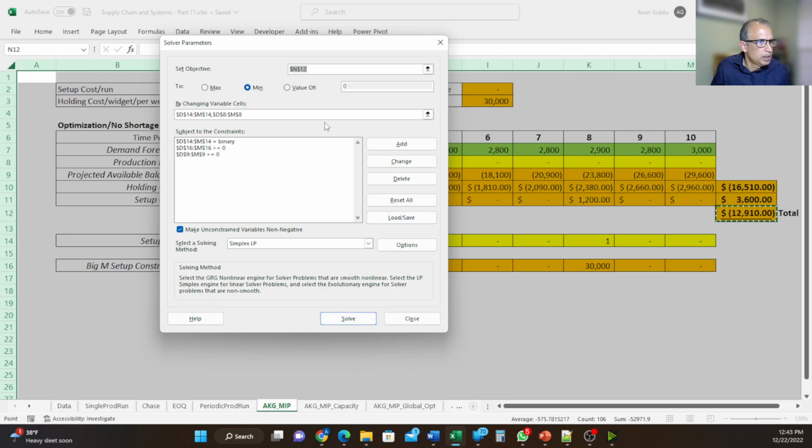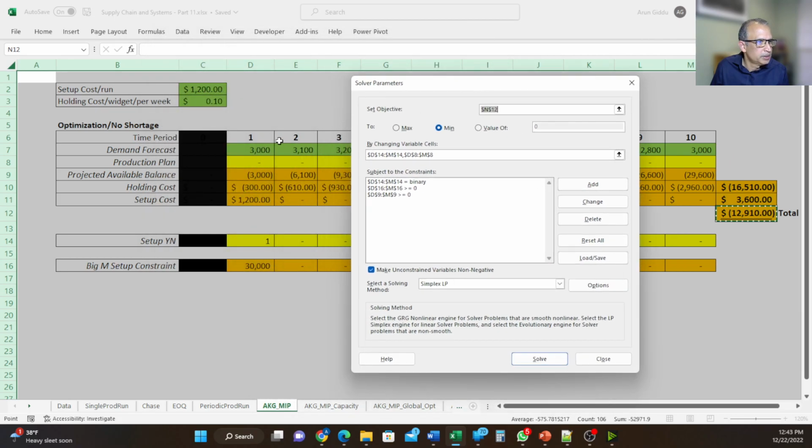And so what we are trying to do here is to minimize this total cost by changing these cells in yellow, which is basically saying, okay, you tell me what is the most efficient production plan. And every time we produce, we need to make the setup equal to 1 so that our setup costs are taken into account. And there are other few things, but I think that will be going too much deep into Solver. So let's see what Solver does.